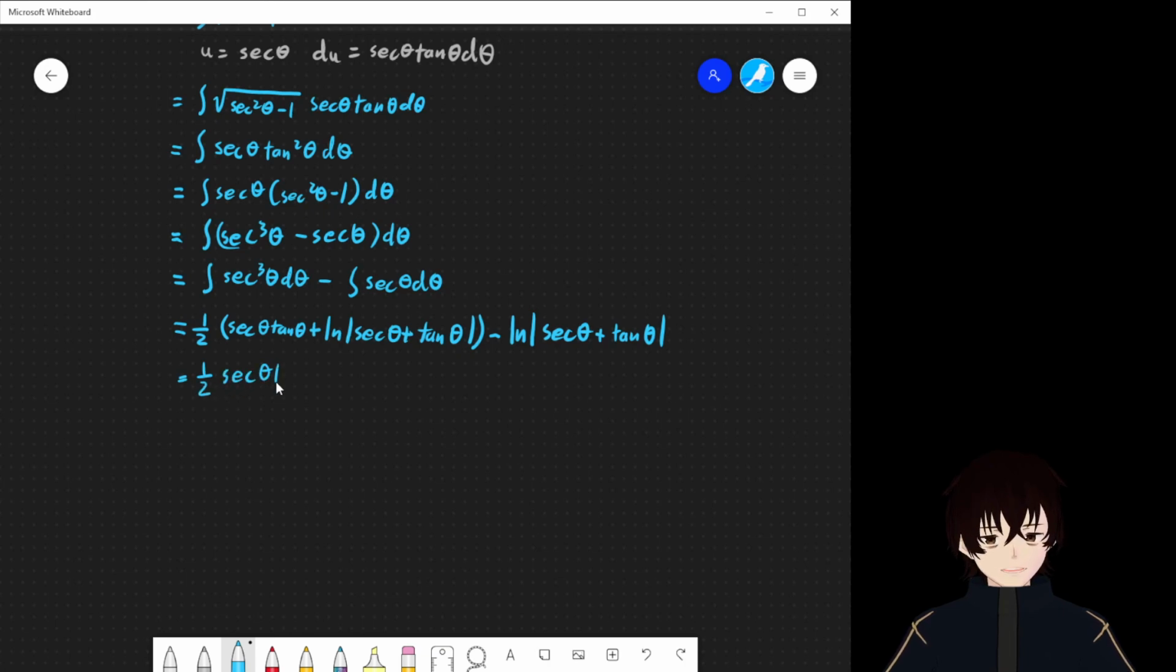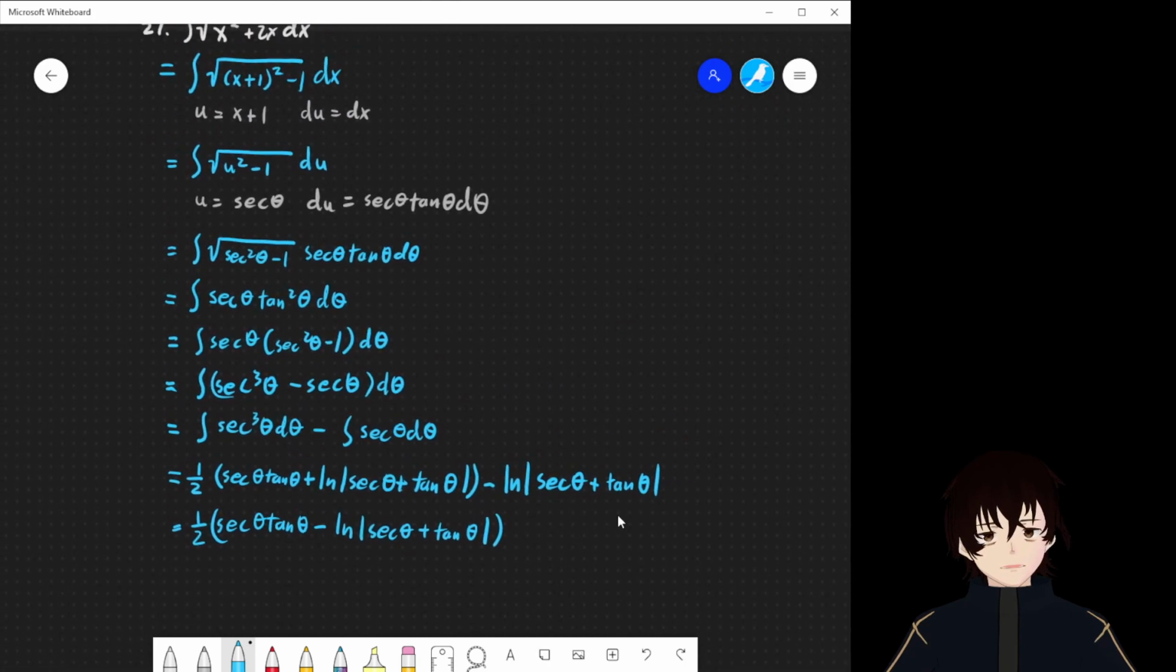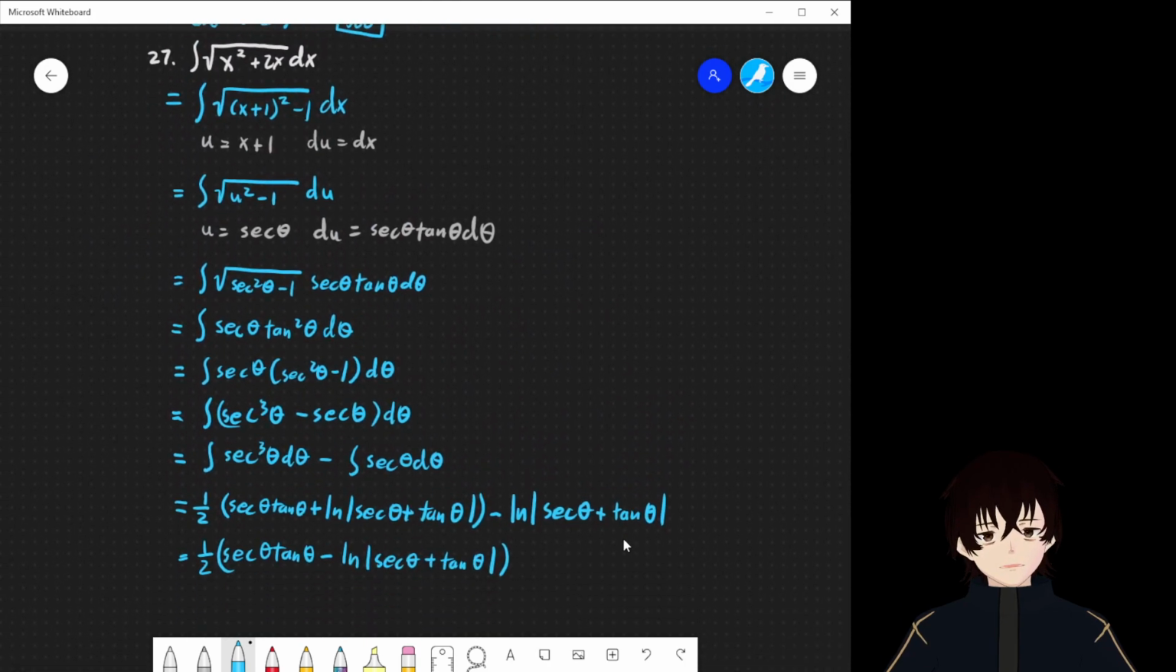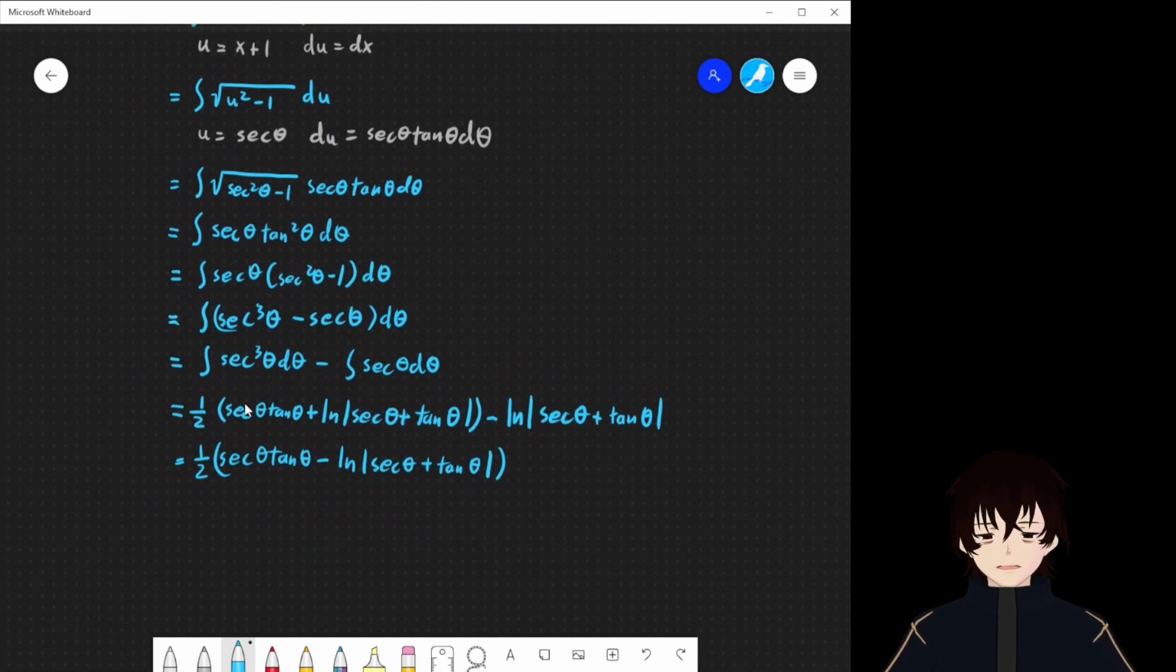We have secant theta tangent theta minus natural log of secant theta plus tangent theta. And now we need to do 2 layers of substitute everything back in.